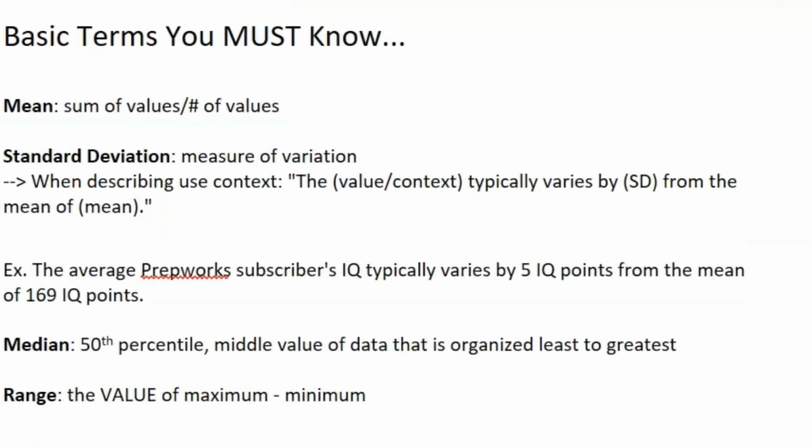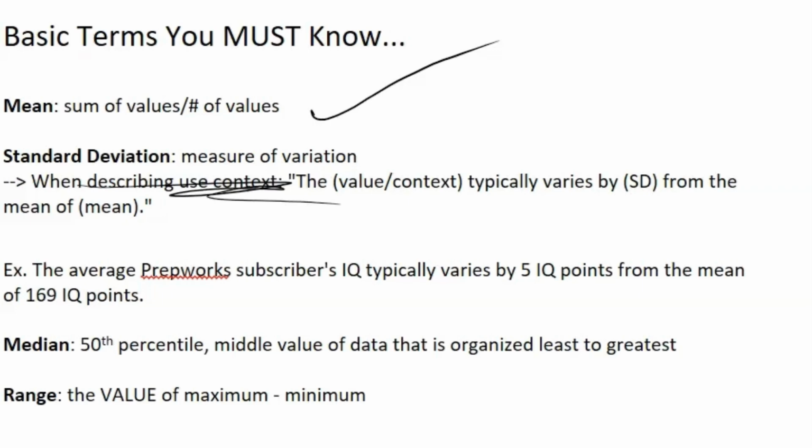Okay, now let's go on to some basic terms you must know. I mean, you've probably seen these before. Mean, that's just the sum of all the values divided by the number of values, or the average. That's like the average value. Standard deviation is just a measure of variation. And here's an important part when you're describing it in context, okay?